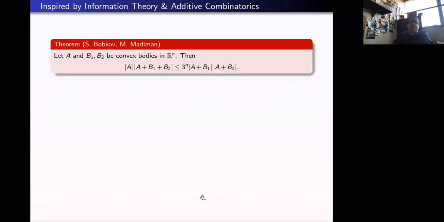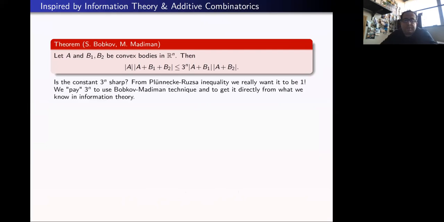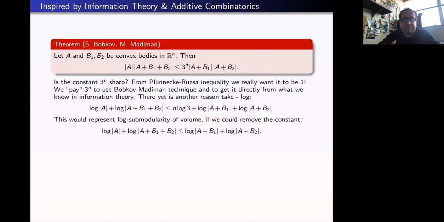Okay, and so let's not go so far. Let's have just two sets, B, and here what we have is what Bobkov and Madiman proved. And so the question is whether the 3 to the n is sharp. There is a hope that it's not sharp, because it's actually an artifact of the approach they use to go through information theory, to use inequalities and results from information theory.